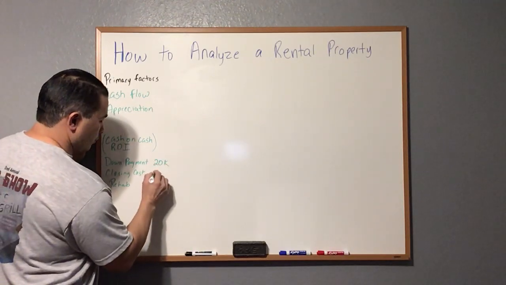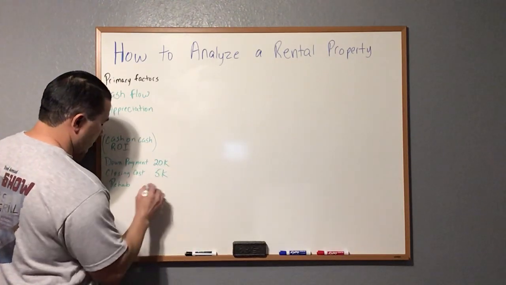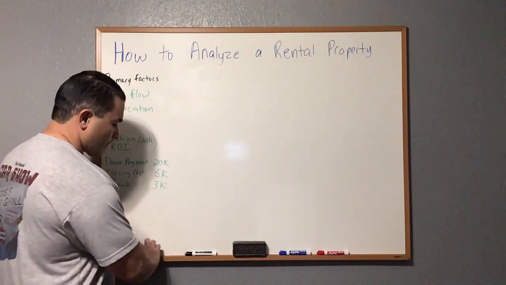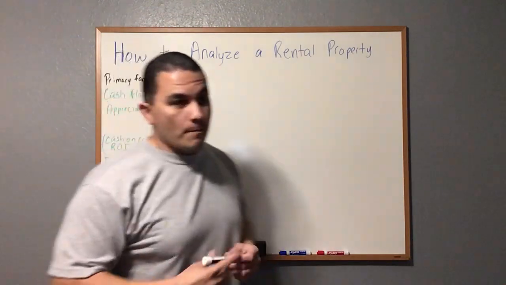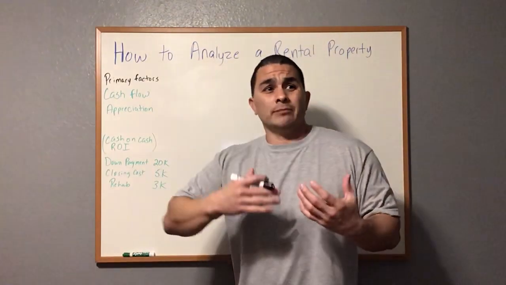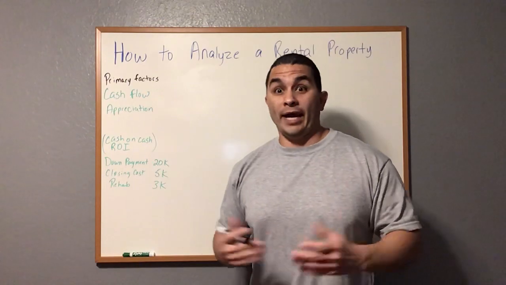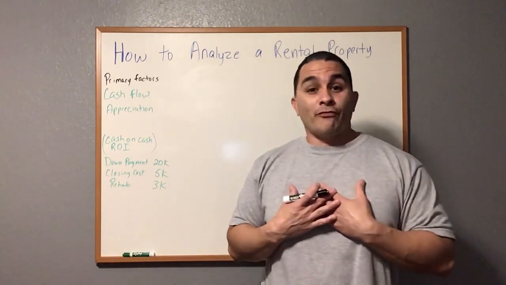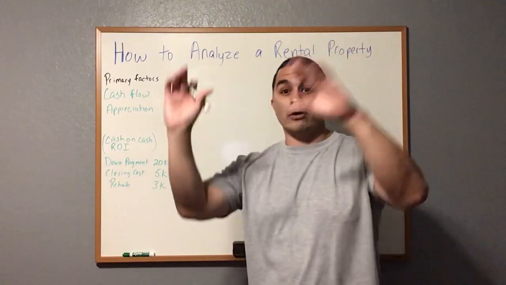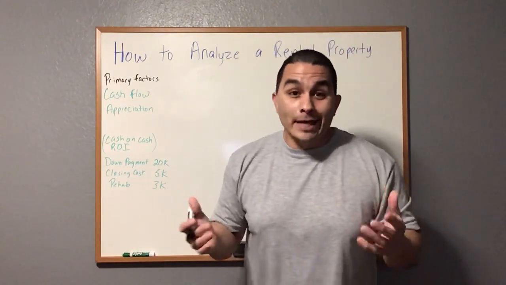Your closing costs, we're going to put approximately $5,000, and your rehab, we're going to put $3,000, which is basically painting. We're just going to do minor touch-ups. Paint the walls. Maybe you looked at a house and it's red. I'm not a fan of red, but it's just bright red. Or maybe you have somebody that put polka dots on there. Do you honestly think somebody's going to rent that?